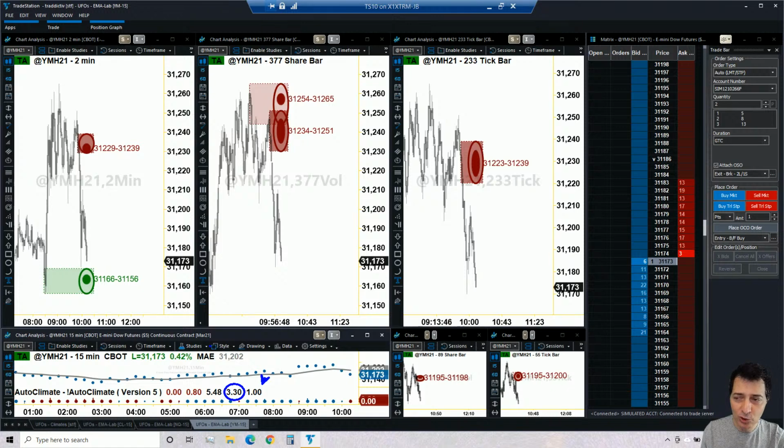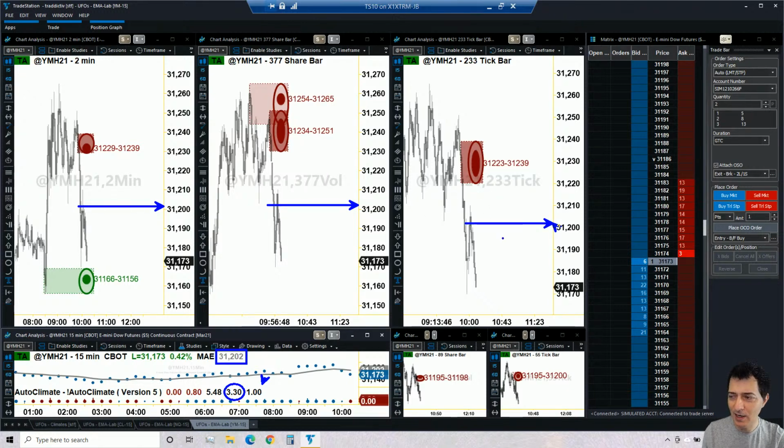Now, if we were to short the Dow, we need to find red UFOs, not green, because it's a down climate, correct? And in this case, we will want the UFOs to be located around 31,202. So 31,202 is more or less here.